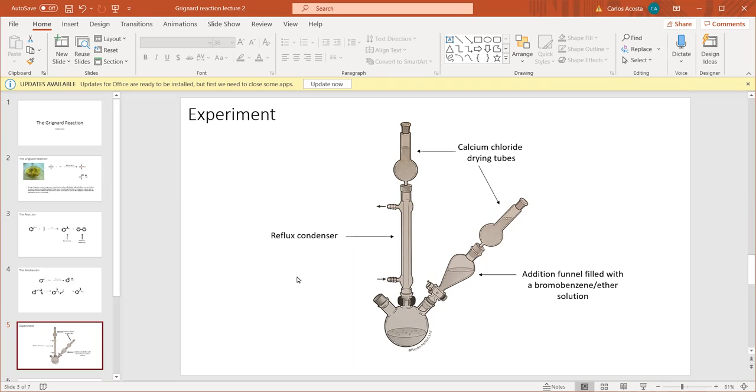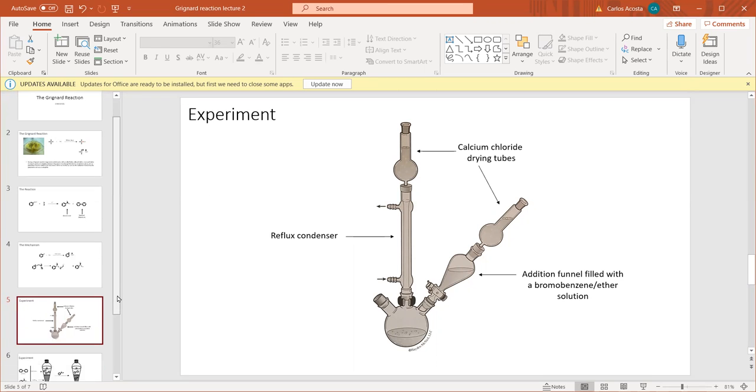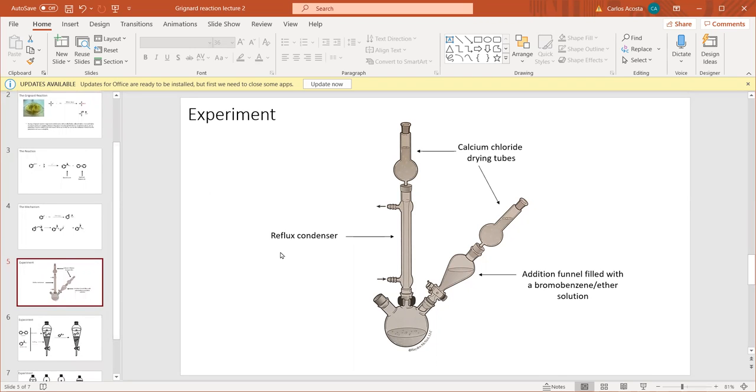The reaction has begun, it's begun producing heat, and we open our separatory funnel up again and let the bromobenzene solution drip in at a rate of about 1 to 2 drops per second, I believe, or a drop per second. And once that's done, we will wait until our reaction is complete. You'll see that the solution starts cooling down.